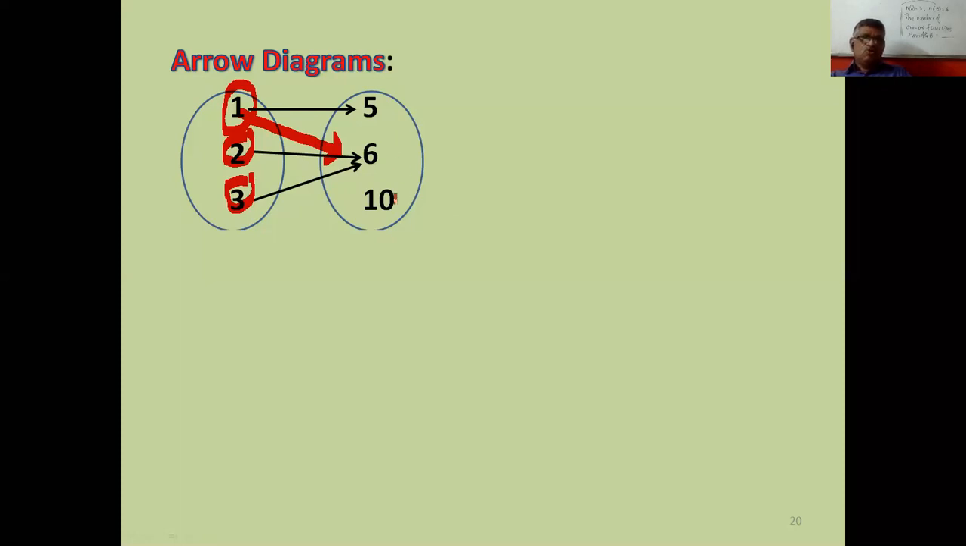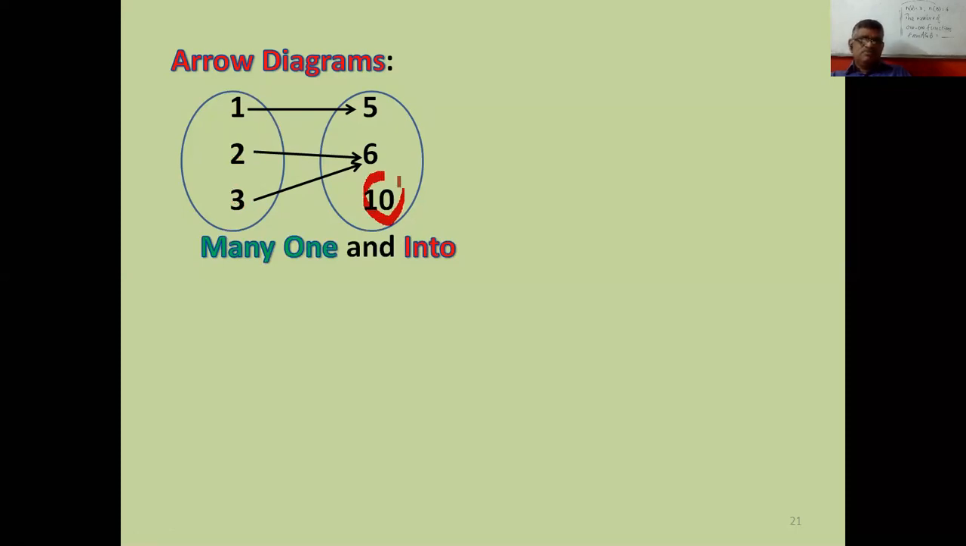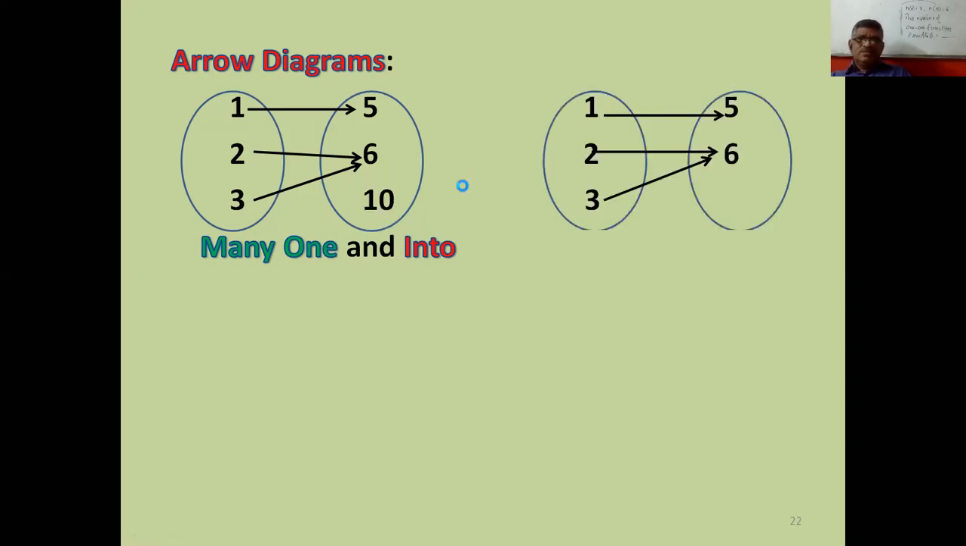And is it onto or into? Onto means all the elements in the codomain have a pre-image. Into means some element in the codomain is left out. So that is into. It is not onto, this is many one into, because 10 has no pre-image. Clear? Well, let me take the next. What kind is this?